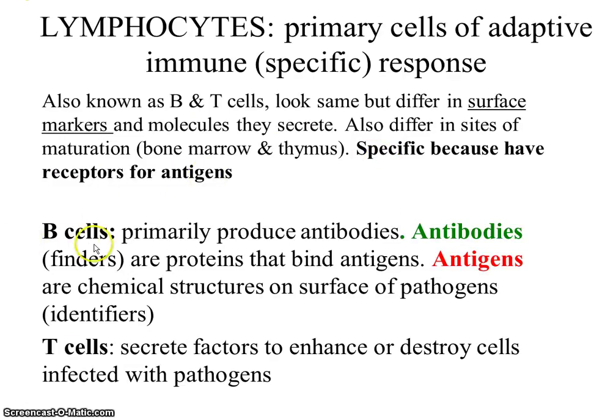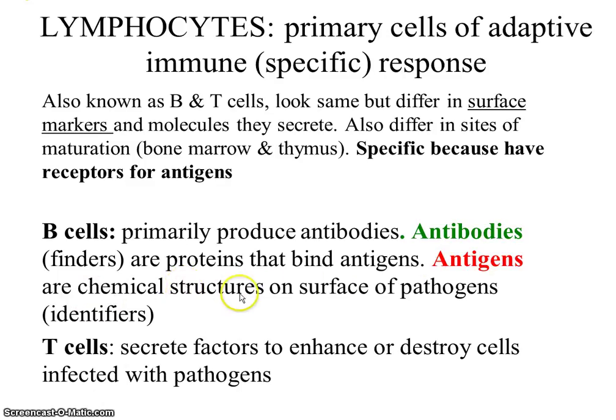All right, so here I say separate: the B cells primarily defend you by producing antibodies. Antibodies are finders, and that's how you should always think of them. Antibodies are proteins that find antigens. Now, antigens are chemical structures. Again, a lot of antigens are proteins, like the antigens we talked about for the ABO blood types and the Rh factor, but not all.